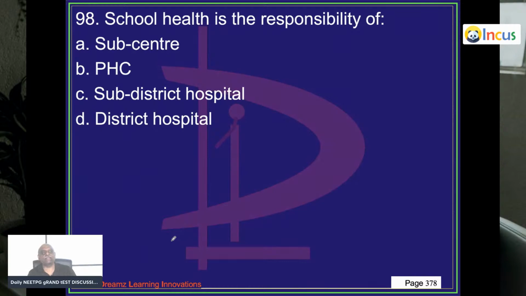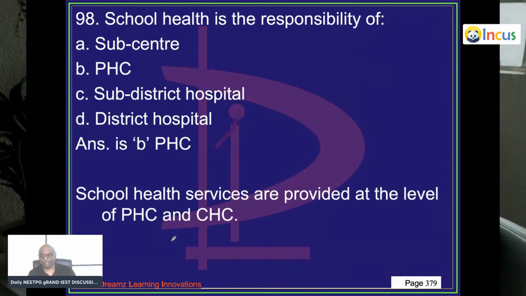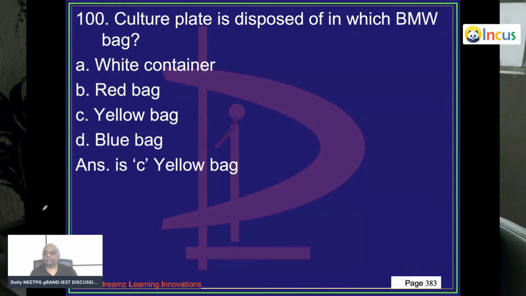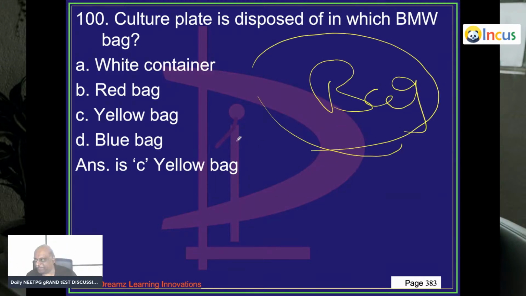School health, whose responsibility is it? Primary health center. Which vaccine is administered to a 10-year-old boy attending a school? DT and TT. Culture plate is disposed in which bag? Yellow bag. A bag question will come; without that there is no paper.